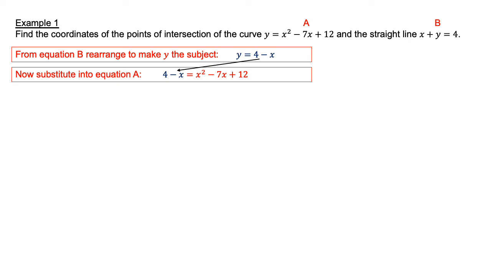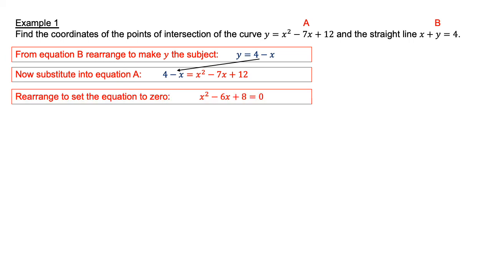So how do I solve this? I can see I've got a quadratic. So as always, we collect all the terms onto one side and set it so that we're setting it to 0. I normally rearrange it so that my x squared term is positive. So there it is. I've got x squared minus 6x plus 8.